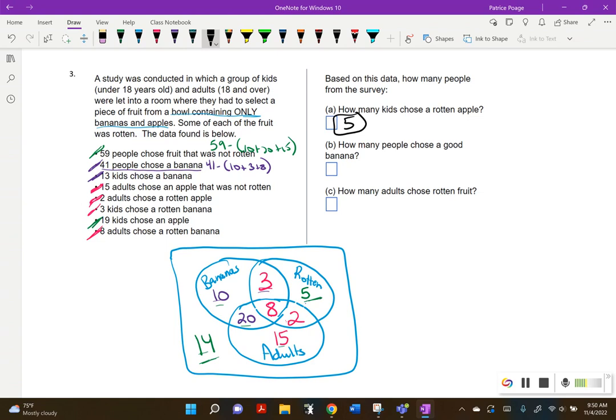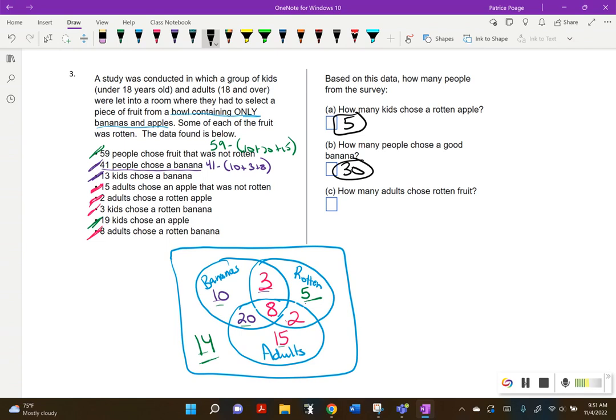How many people, so their kids are adults, that didn't narrow it down, chose a good, so it's not rotten, so you can cross off the rotten circle, banana. So out of these 4 good ones, 10 and 20 are the only ones that are good bananas. So 10 plus 20 is 30.